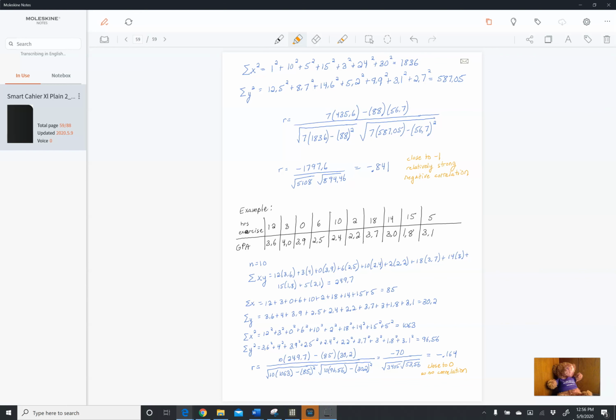Okay, so the only thing here is it's still kind of subjective, because now we have an actual number, but then what do we consider close enough to -1 to warrant a relatively strong negative correlation? So how can we figure this out? Okay, well, we can make a conclusion using a rejection region.